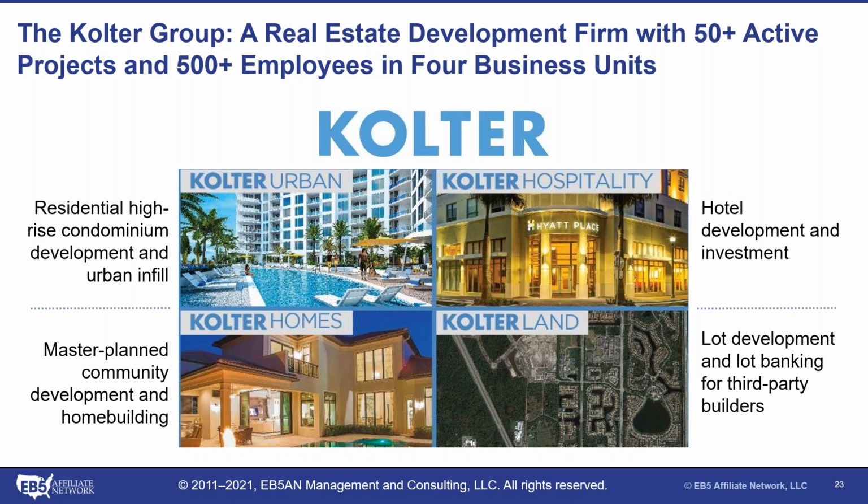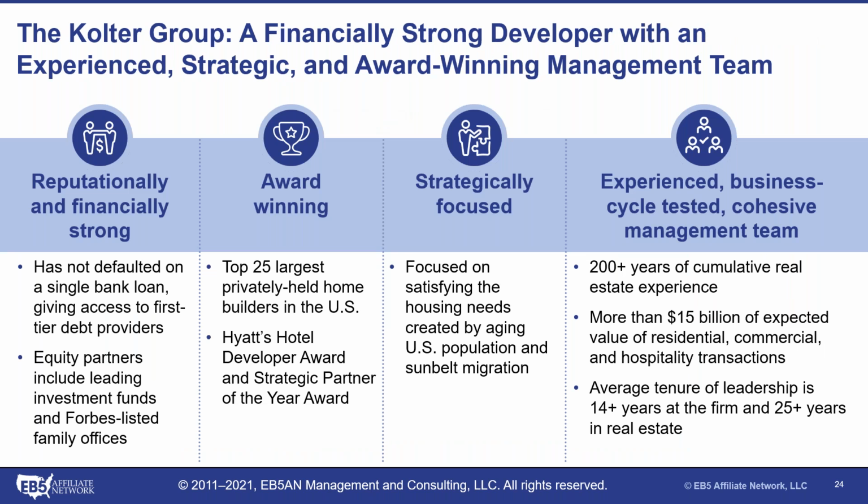The company has more than 500 employees and operates across 4 major business divisions: Coulter Urban, focusing on high-rise condominium developments; Coulter Hospitality, focusing on hotel development and investment; Coulter Homes, master plan community development and home building; and Coulter Land, lot development and lot banking for third-party builders. Coulter is a financially strong developer with a very experienced, strategic and award-winning management team.